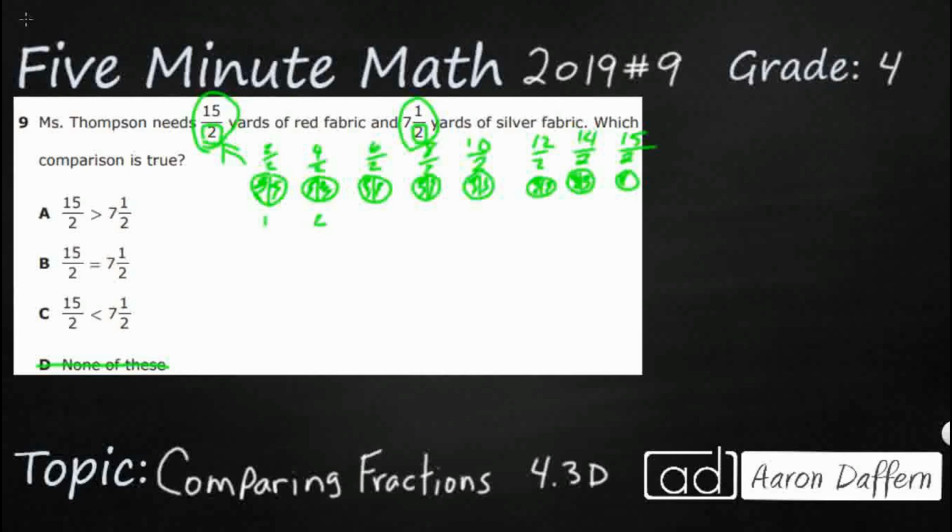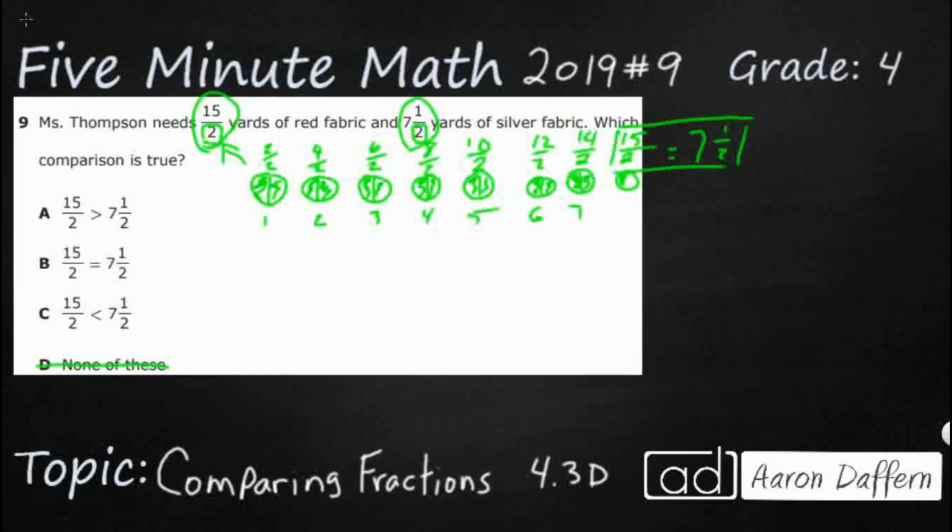1, 2, 3, 4, 5, 6, 7. So take a look at that. 15 halves is 7 wholes, and then a half left over. So it looks like these two might be identical, because if I were to take my 7.5, you can see here that I could shift it back to 15 halves. So that helps with a picture. So I'm thinking B is my answer.